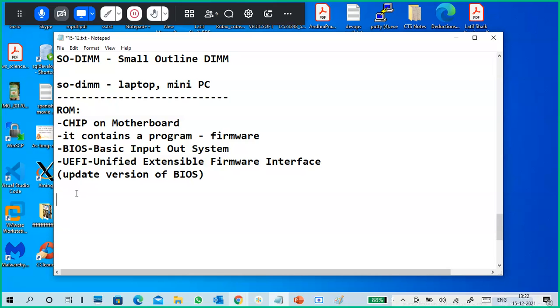One second, guys. Just wait. Power came now, so you have to check.